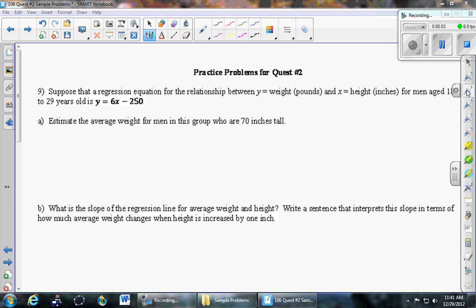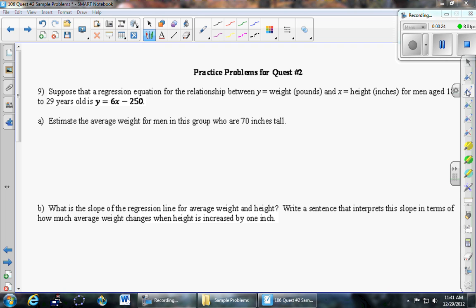This is problem number 9 on the practice problems for quest number 2. Suppose that a regression equation for the relationship between y equals the weight in pounds and x equals height in inches for men aged 18 to 29 years old is y equals 6x minus 250. A, estimate the average weight for men in this group who are 70 inches tall.